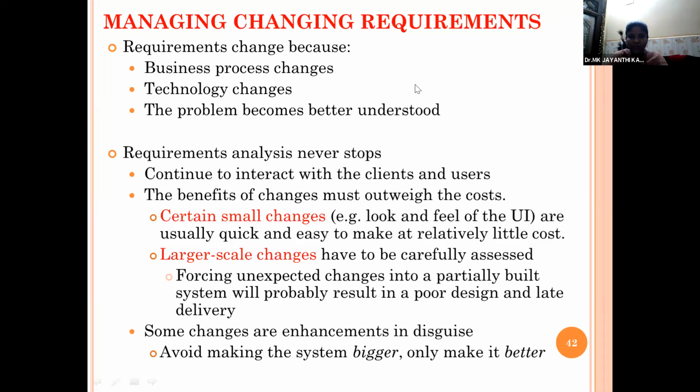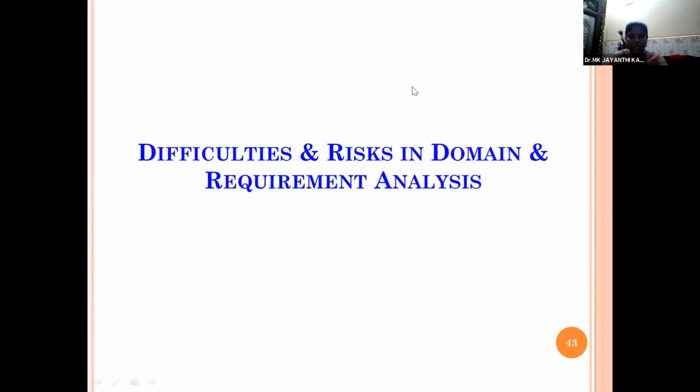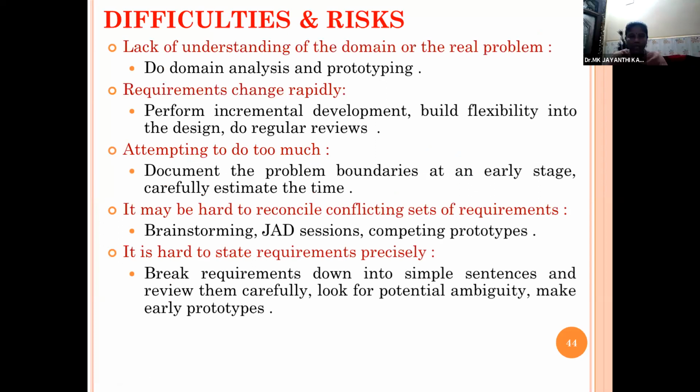So we have one more topic, difficulties and risk in domain and requirements analysis. While performing the requirements analysis, we need to think about the various difficulties and risk factors associated with our project. The various difficulties and risks associated with requirements analysis are, first, lack of understanding of the domain or the real problem.